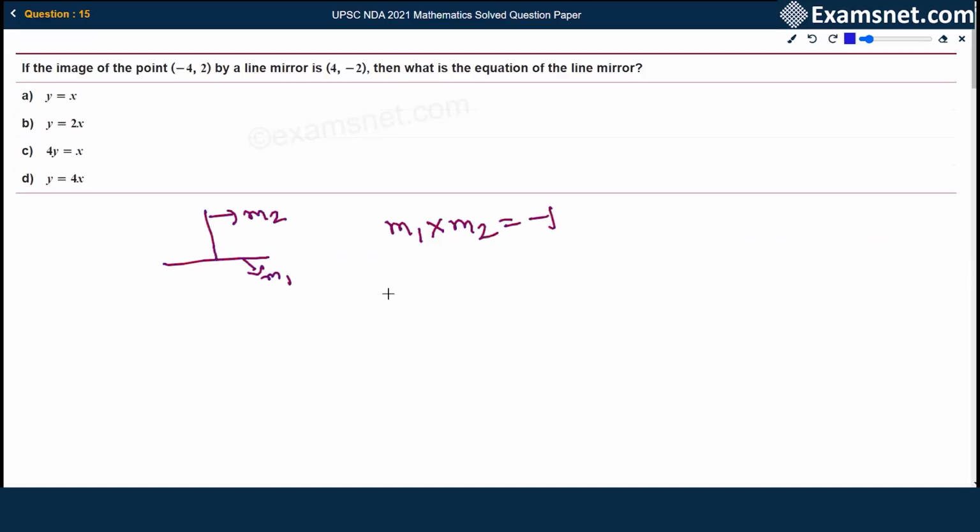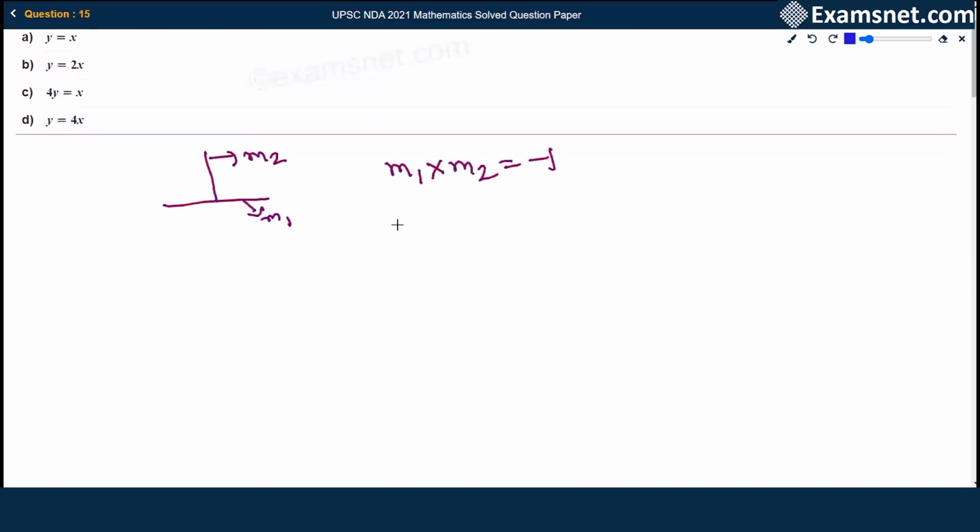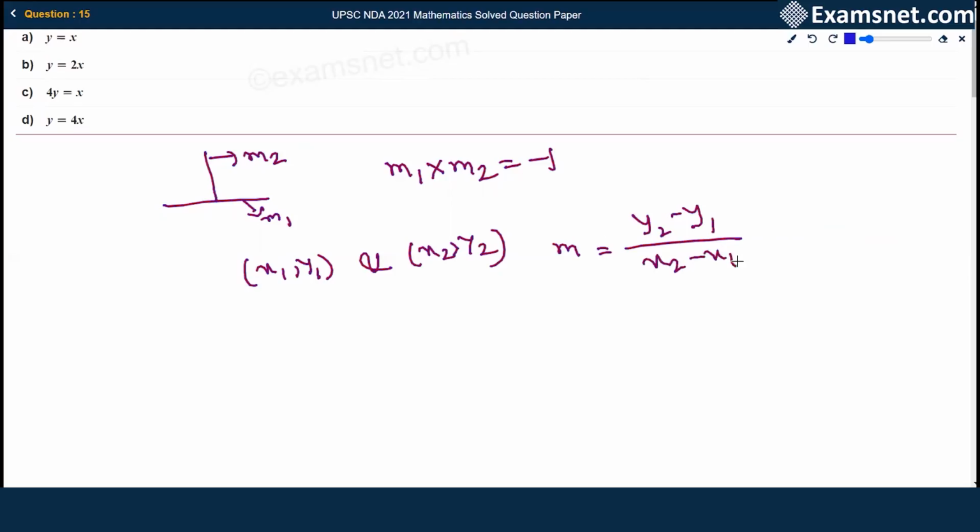Now, one more thing. When a line passes through two distinct points (x1, y1) and (x2, y2), the slope of that line, if I say m is the slope, I can address m as y2 minus y1 by x2 minus x1. This is the formula for finding the slope of a line when any two distinct points that lie on that particular line are given.